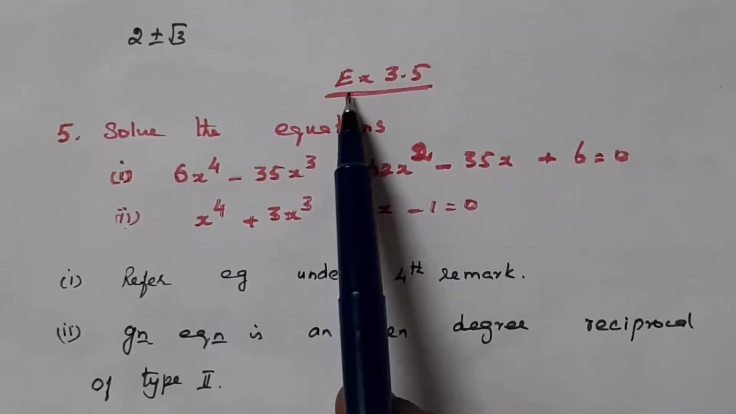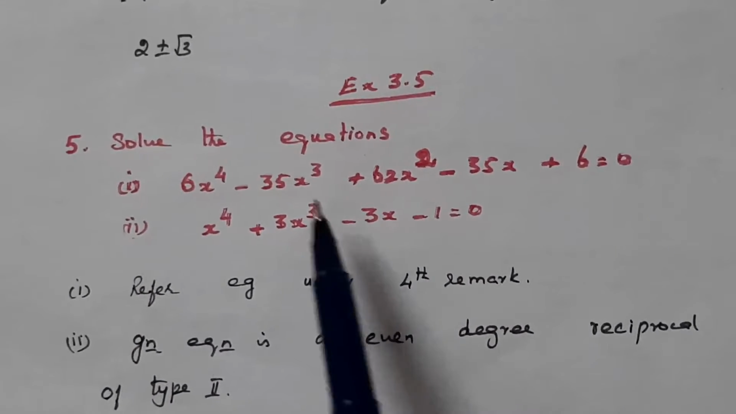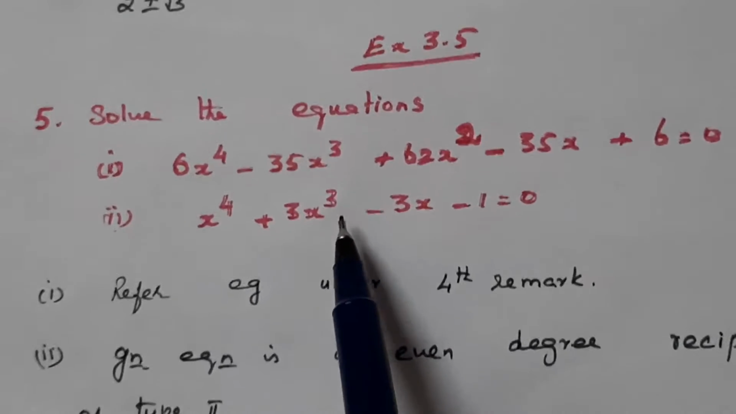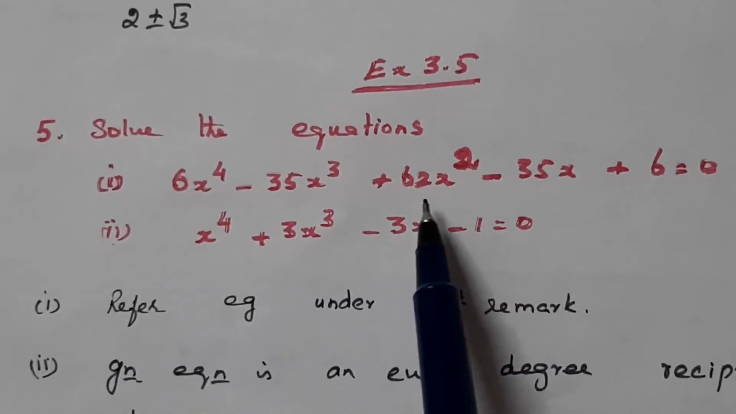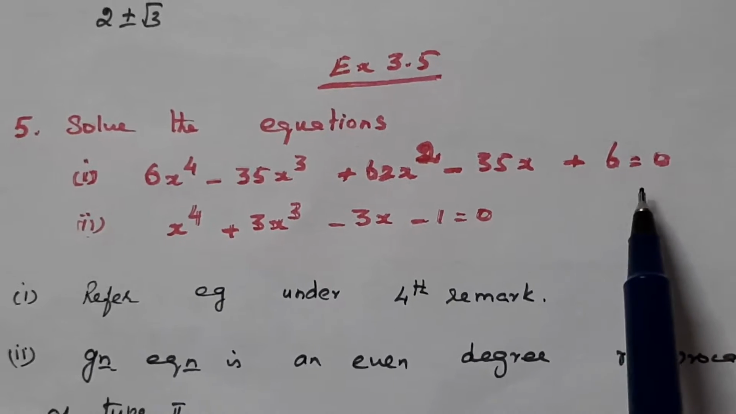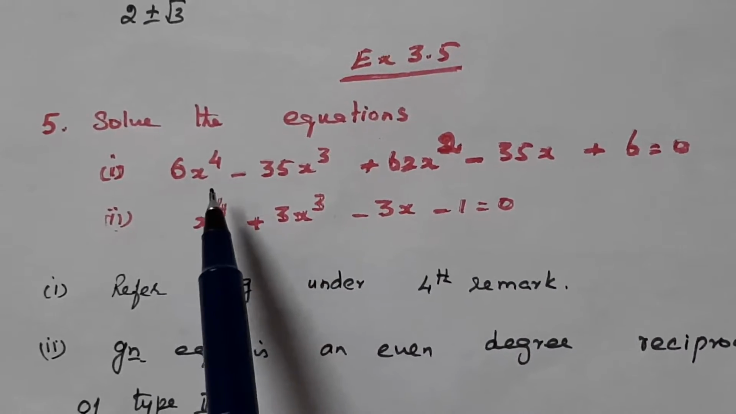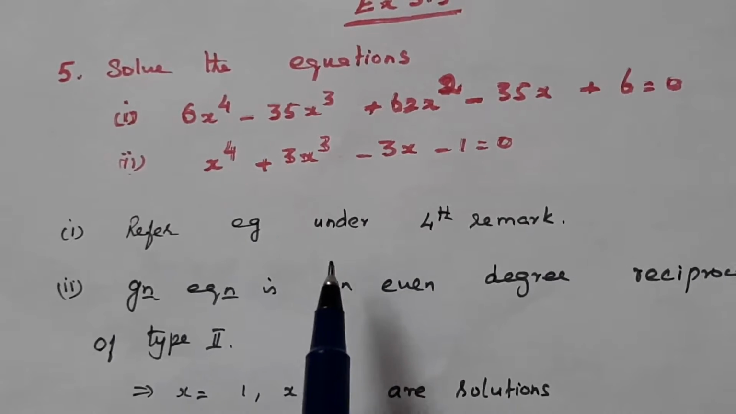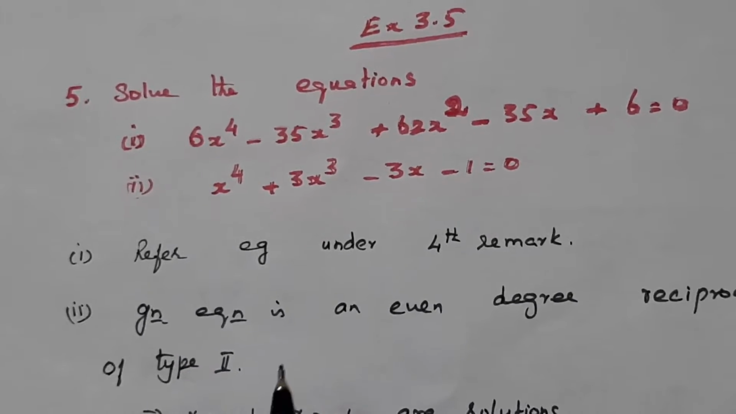Then in exercise 3.5, the fifth one, you have two reciprocal equations. You have to find out the solution of the two equations. The first subdivision is 6x power 4 minus 35x cube plus 62x squared minus 35x plus 6 is equal to 0. See, the same equation is given in the example. In the previous video I have explained the same example.